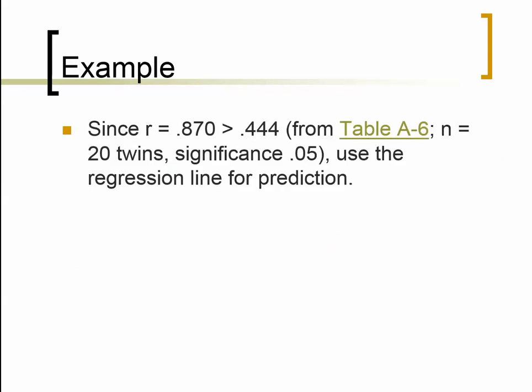Okay, so let's go ahead and see, can we even use the prediction equation to make our prediction, or do we have to report y bar? So they told us that r was 0.870, and I need to look up the appropriate critical value in table A6 to determine if there's significant correlation. Now remember, they said that they had 20 twins in their data set. So let's look at table A6.